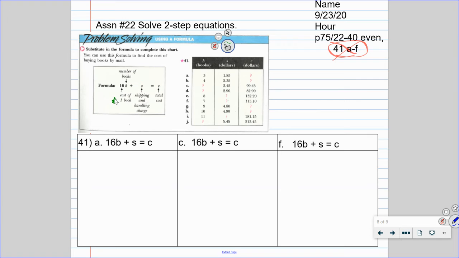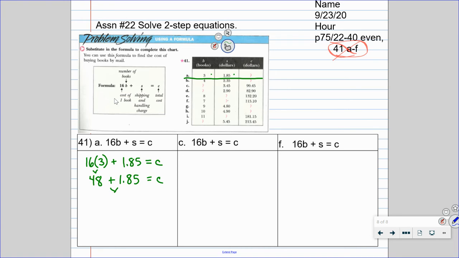So what they've asked us to do here, they've given us different parts. In letter A, they've given us the number of books, they've given us the shipping cost, they have not given us the total cost. So I'm going to go ahead and rewrite this, but now I get to substitute in 3 books. And if I look at letter A with the shipping cost, it's $1.85. And here's what we do not know. Oh, no big deal. 16 times 3, 48 bucks. Oh, wait. Don't forget that shipping cost.